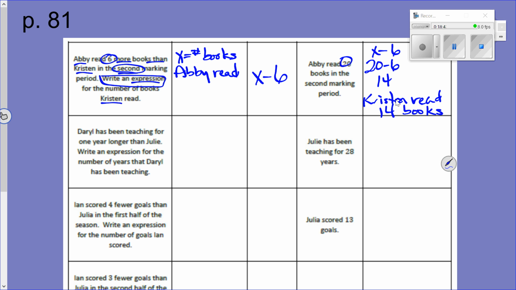That's fine. As long as you identified your variable clearly, it doesn't matter which variable you use. So just to double check, Kristin read 14. Abby read 6 more. She had 20. Is that 6 more than 14? Yep, so I did it correctly.